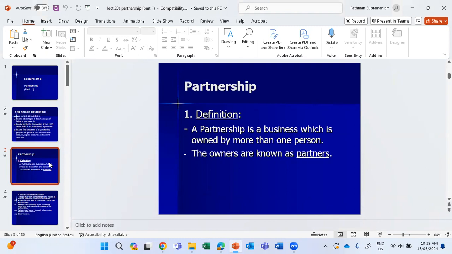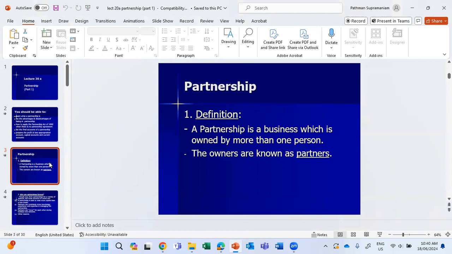So usually, when businesses do well and the owner, the sole trader, cannot handle everything on his or her own, then it's necessary for the sole trader to move on to set up a bigger setup called partnership. So partnership is the next level after sole trader.